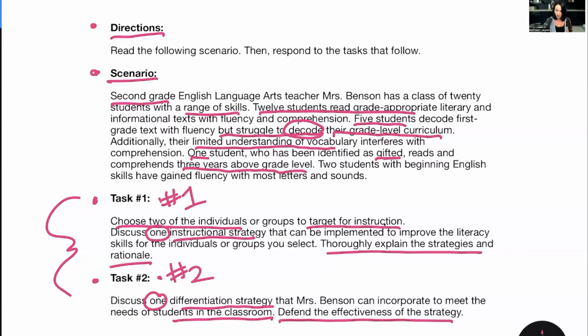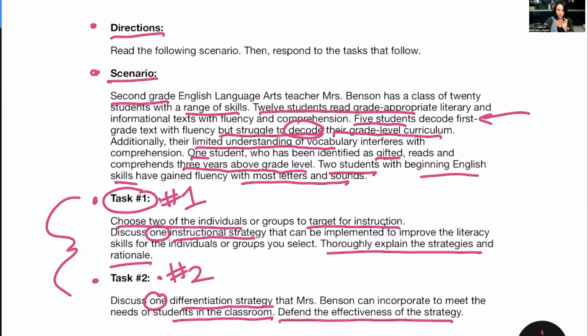And then 2 students are beginning English skills or beginning English language learners and have gained fluency with most letters and sounds. All right, so for task number 1, I need to choose 2 students. And in this case, for targeted interventions, I think the 5 students who are having problems decoding, which are your kids right here, and the 2 students who are beginning English skills learners, we could do a decoding strategies that would meet the needs of both of these groups of students. So right away, I have that in my head.